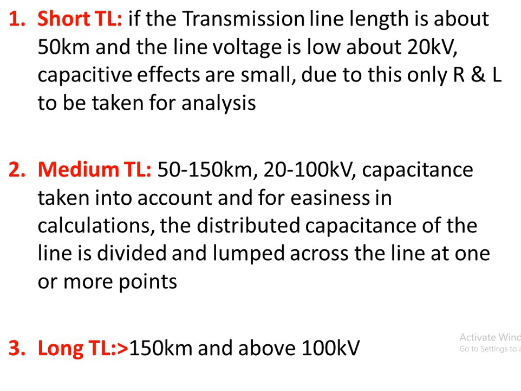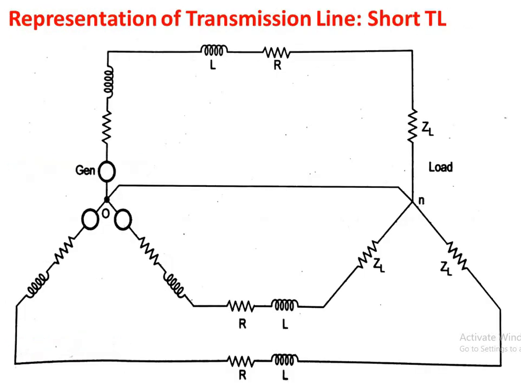As I told, the resistance and inductance are always connected in series, so we can call it a series impedance. The capacitance is always connected in parallel, so it acts as a shunt, because it gives a path for the leakage of excess current, giving direction to the leakage current. The representations were also discussed in the last class itself.